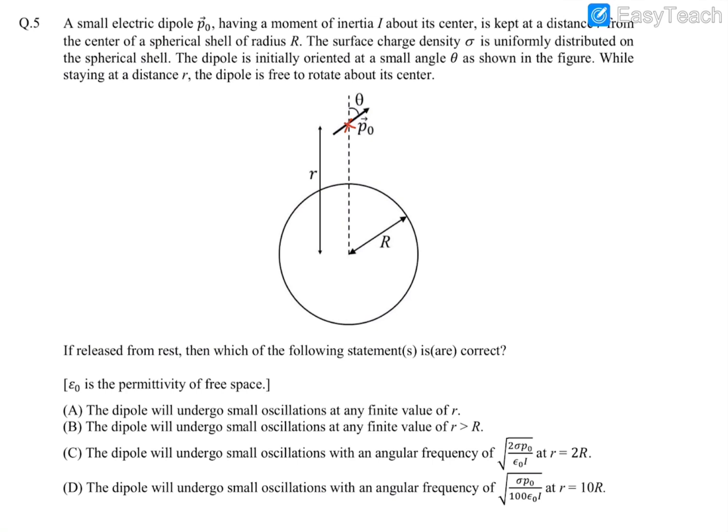See, first option is A, which is the dipole will undergo small oscillations at any finite value of r. This is wrong, because obviously the dipole will oscillate under the influence of electric field, and we know that inside the shell, electric field is zero. So for r less than R, E will be 0 and there will be no oscillation of the dipole. So option A is incorrect, and option B, the dipole will undergo small oscillations at any finite value of r greater than R. This is correct.